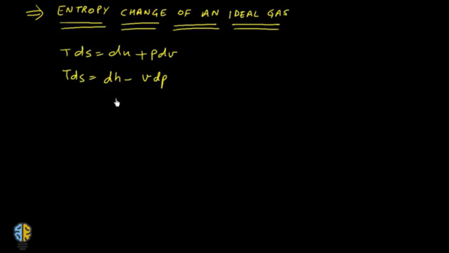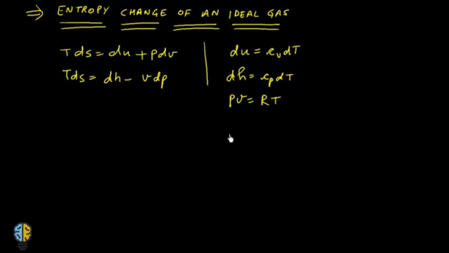And for the ideal gas, I know that dU is equal to Cv into dT, and dH is equal to Cp into dT. And we also know that Pv is equal to R into T. Now the entropy change between any two states, 1 and 2, can be computed as, you can take this relation and you can say dS is equal to dU upon T plus P upon T into dV.